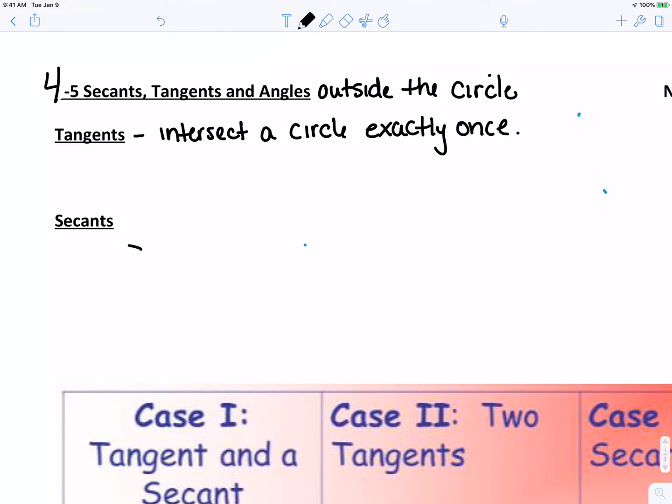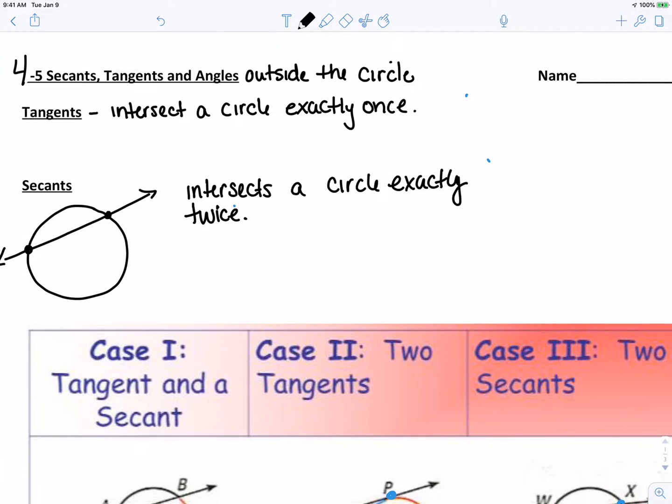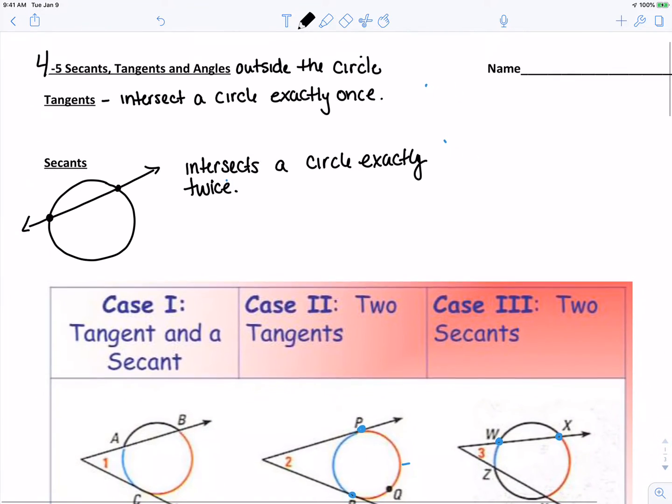Secant lines look like this. Let's draw a circle and do something like that. So you'll notice that a secant line intersects a circle exactly twice. All right, now if you put these two things together, there's three possibilities. So let's look below at the three possibilities.